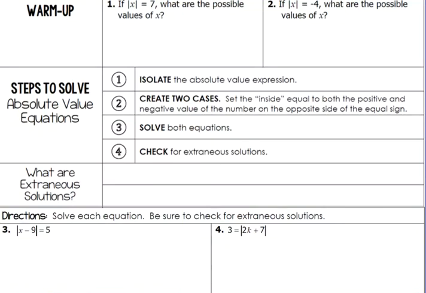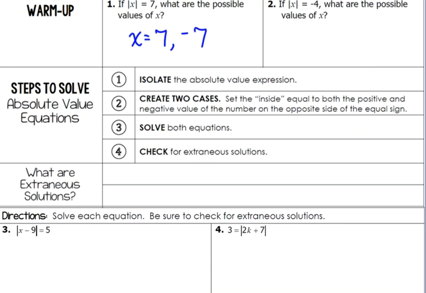If the absolute value of x equals 7, what are our possible values of x? What could x be if the absolute value of that number is equal to 7? 7 and negative 7. Okay? We have two possibilities. If x is positive 7, then the absolute value of that is positive 7. If x is negative 7, the absolute value of negative 7 is positive 7.